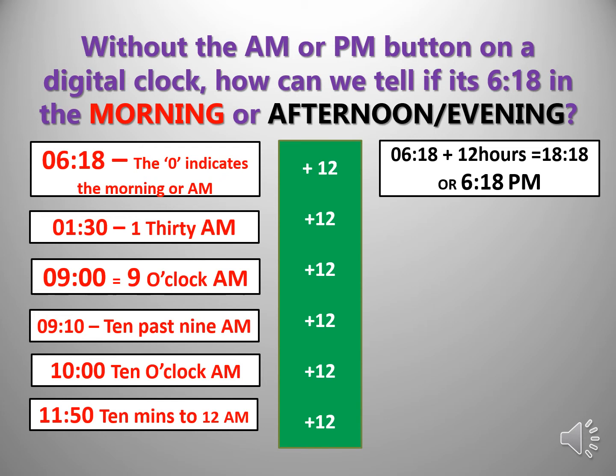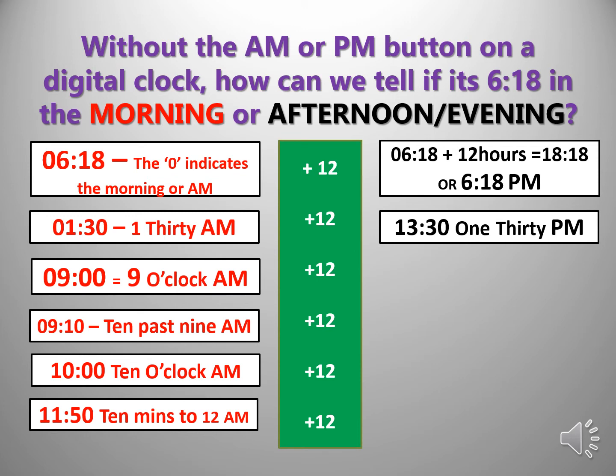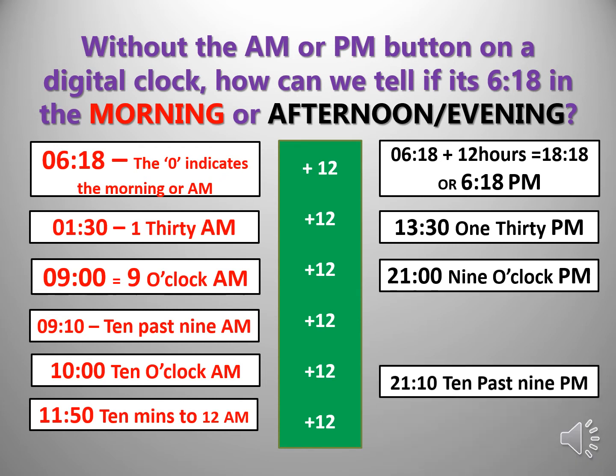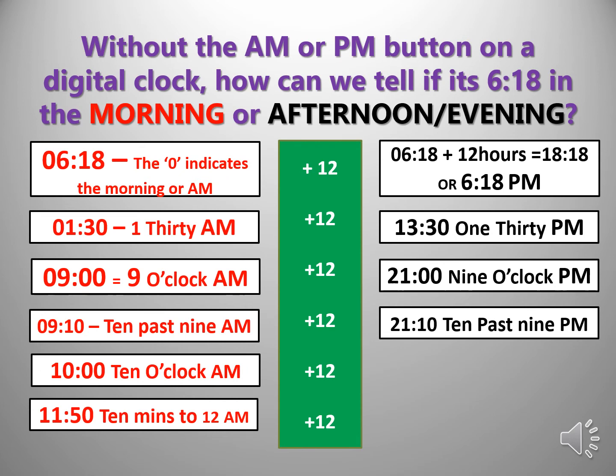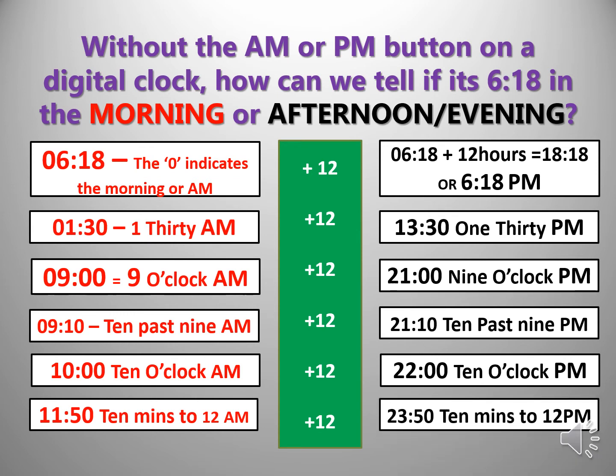What would 1:30 in the afternoon look like? 1 plus 12, 13:30, 1:30 p.m. 9 o'clock a.m. plus the 12, 21, or 9 o'clock p.m. 09:10 in the evening would be 21:10, 10 past 9 p.m. 10:00 in the evening, so 10 plus 12 is 22, 10 o'clock p.m. Anyone got the time for 11:50? I've brought it up on the screen, look, 23:50, or 10 minutes to 12.